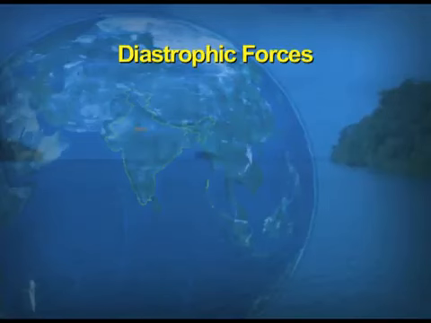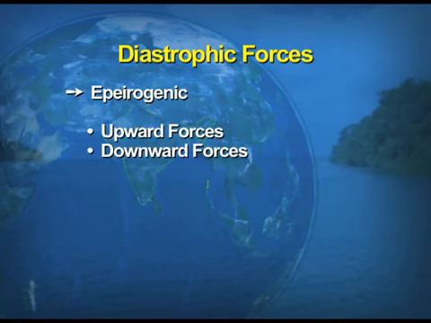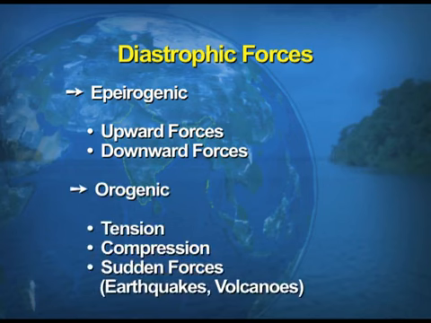Look at the endogenic forces. As I have told you, they are diastrophic, and diastrophic is further divided into aperogenic and orogenic. Now, look at the screens and the diagram will be clear to you that aperogenic movements are the upward forces as well as the downward forces, whereas the orogenic forces are tension and compression, and there can be sudden movements in the form of volcanic eruptions or earthquakes.